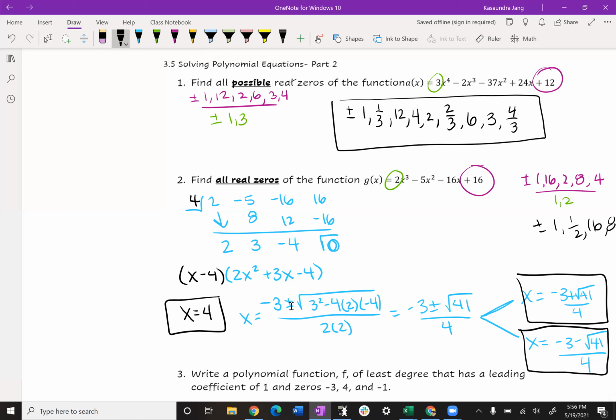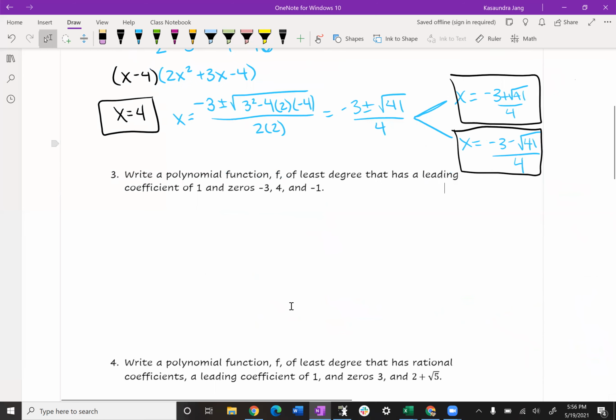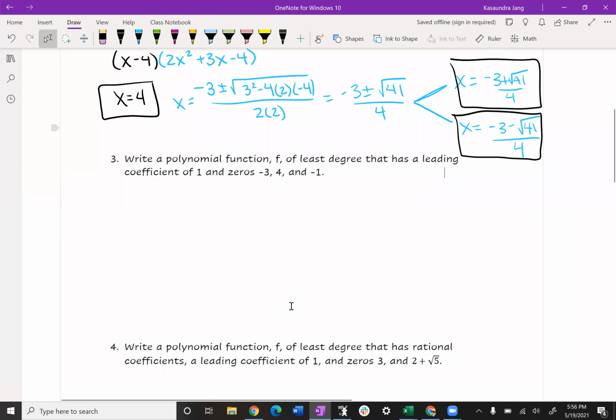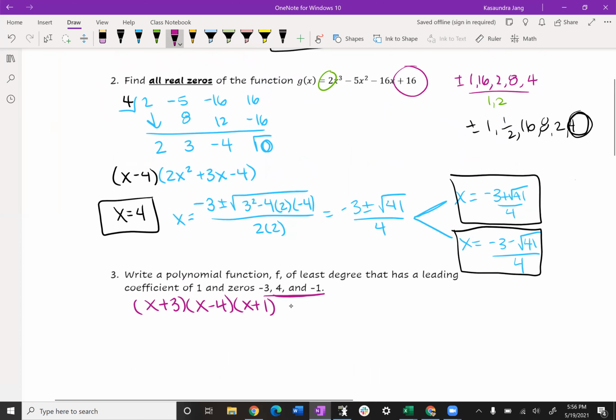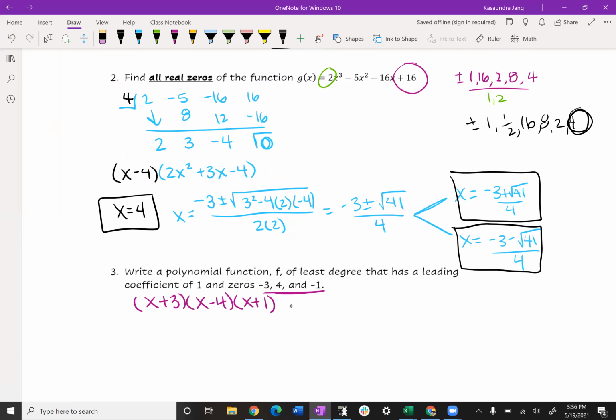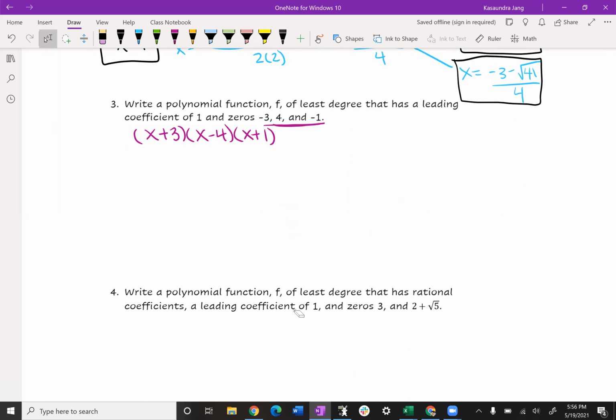And then number 3 has you basically going backwards. Write a polynomial function f of least degree that has a leading coefficient of 1 and zeros of negative 3, 4, and negative 1. So instead of factoring the polynomial, I am going to take the zeros, put them into factors, and then I will distribute that and come up with a polynomial like they started with. They started with the polynomial on number 2 here. So let's do some distributing.